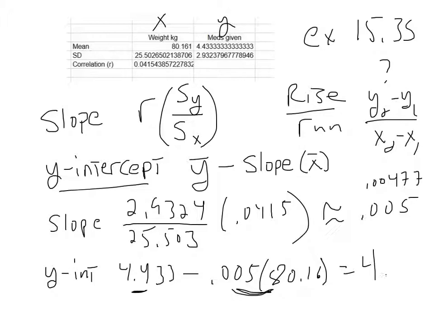And my calculator is telling me that is 4.029. Okay, so there's the y-intercept. Here's the slope. The last step is to actually write a regression equation.